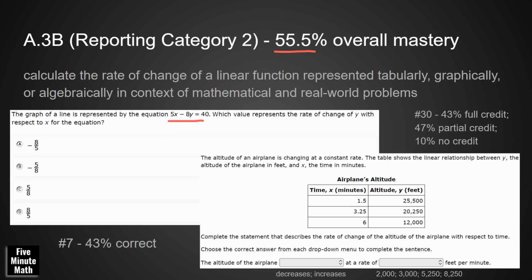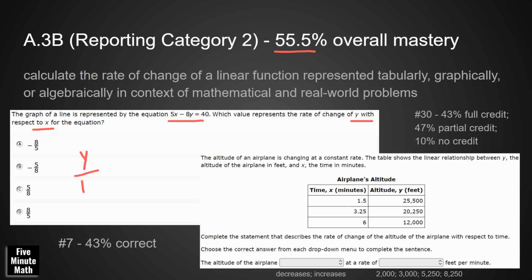All right, we got just a standard form equation. Which value represents the rate of change of y with respect to x? I really think part of the issue with students here was this was phrased so formally. The rate of change of y with respect to x.